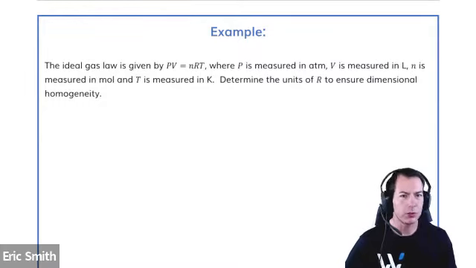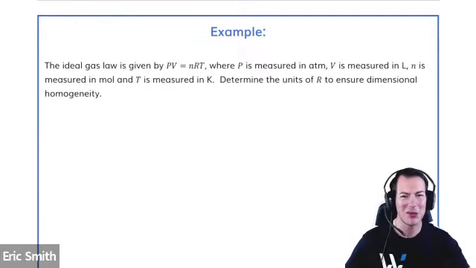Our goal with this one is to really figure out what units should go on R to make this thing dimensionally homogeneous. So, we want those units to balance out, right? But how are they going to balance out?